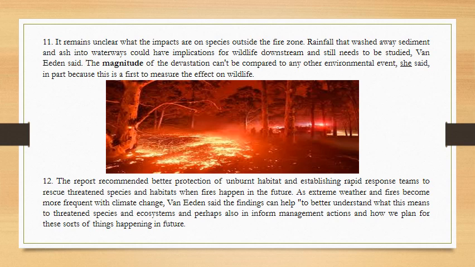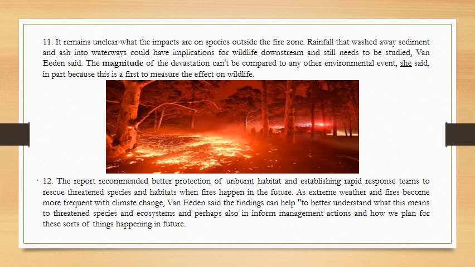It remains unclear what the impacts are on species outside the fire zone. Rainfall that washed away sediment and ash into waterways could have implications for wildlife downstream and still needs to be studied, Van Eden said. The magnitude, the largesse or the grandeur of the devastation, can't be compared to any other environmental event, she said, in part because this is a first to measure the effect on wildlife.